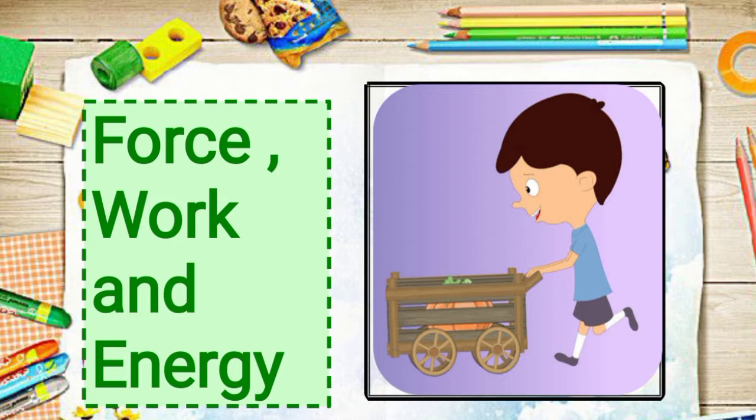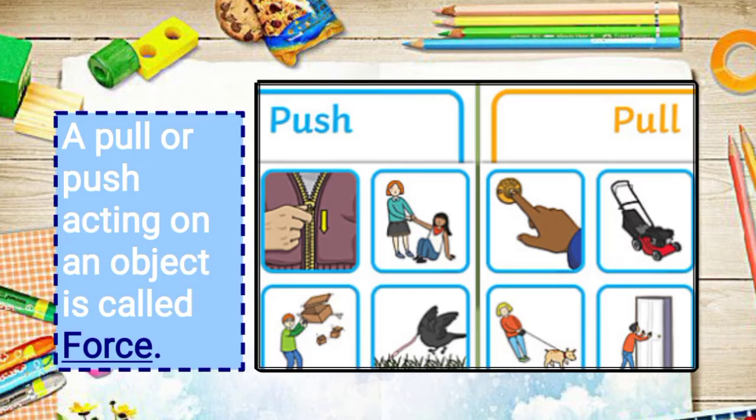To do any kind of work, we have to apply force. And to apply force, we need energy. So it shows that work, force and energy are related and dependent on each other. So we can say that work is done when we possess the energy to apply force.